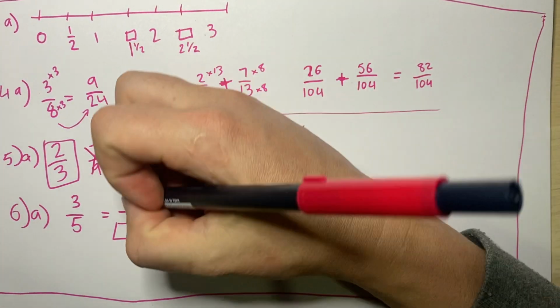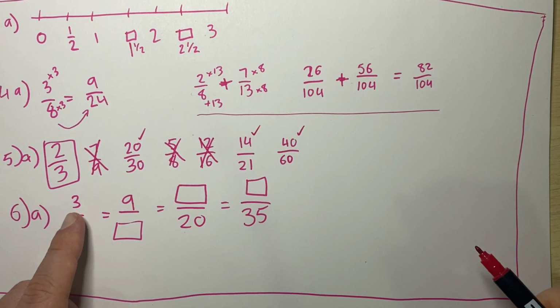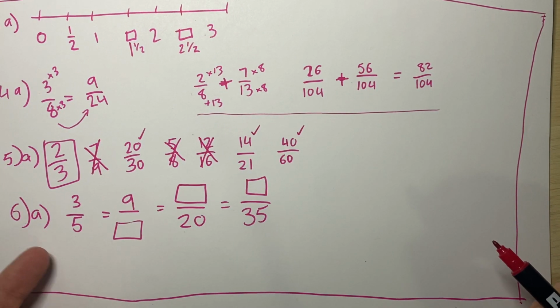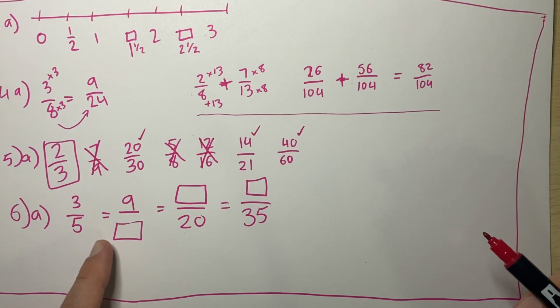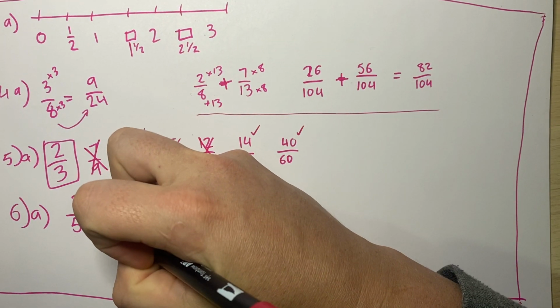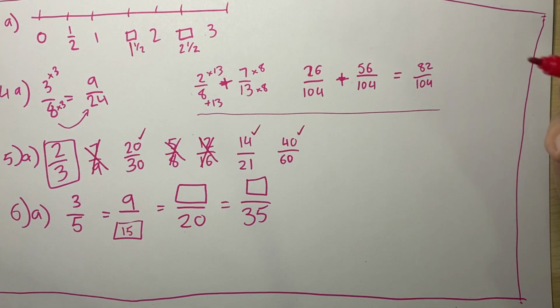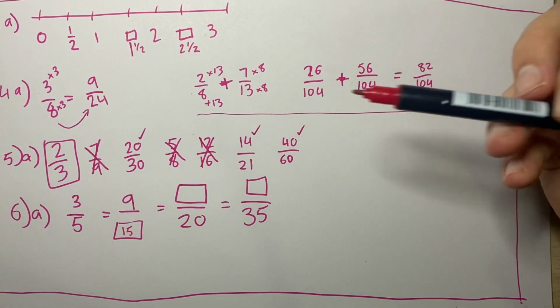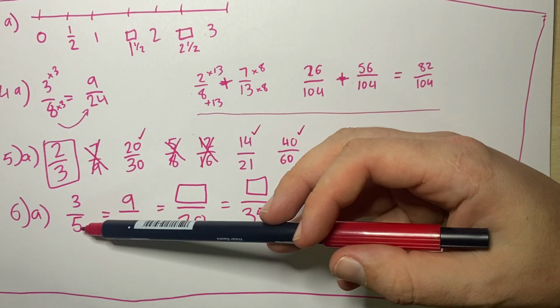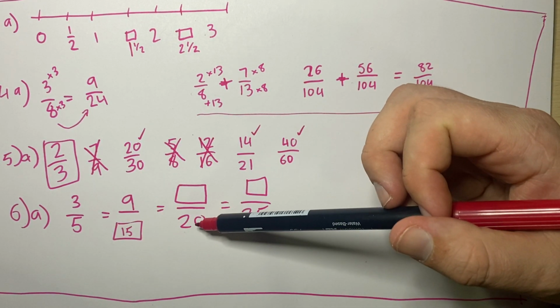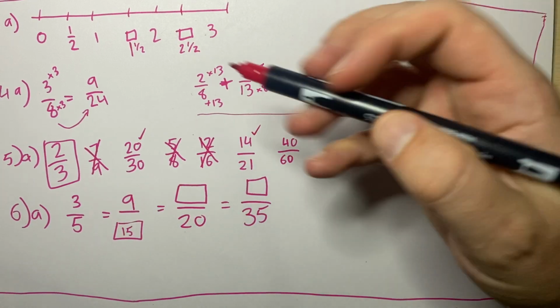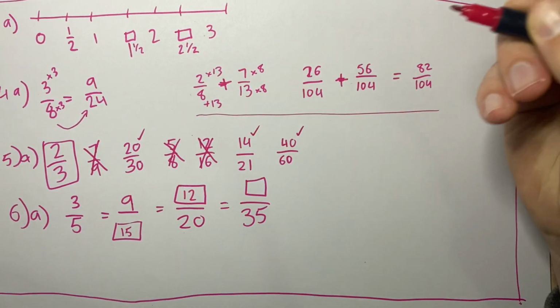Okay, we ask ourselves, well, 3 times what equals 9? Well, 3. So what we do to the top, we have to do to the bottom. 5 times 3 is 15. Okay, so they're now equivalent fractions. We can then do the same thing from the start. 5 times what equals 20? Well, 4. 3 times 4 is 12.